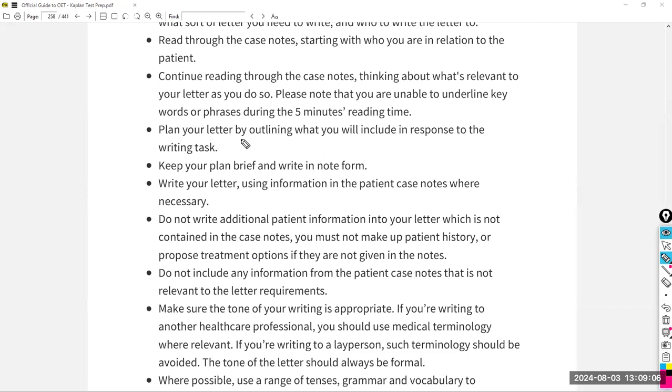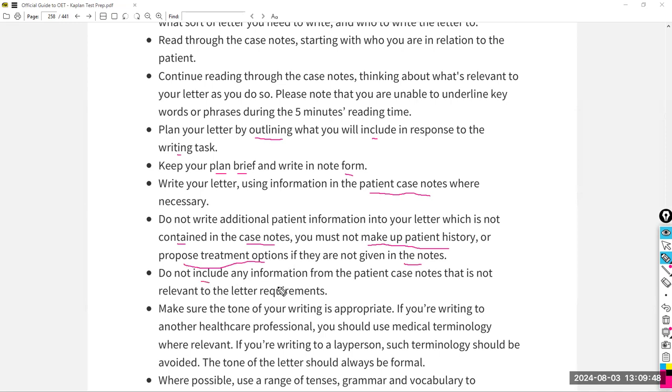Now I have to plan my letter by outlining what I will include in response to the writing task. I have to keep my plan brief and write in note form. So you have to write your letter using information in the patient case notes where necessary. Please do not write additional patient information into your letter which is not contained in the case notes. You must not make up patient history or propose treatment options if they are not given in the case notes.